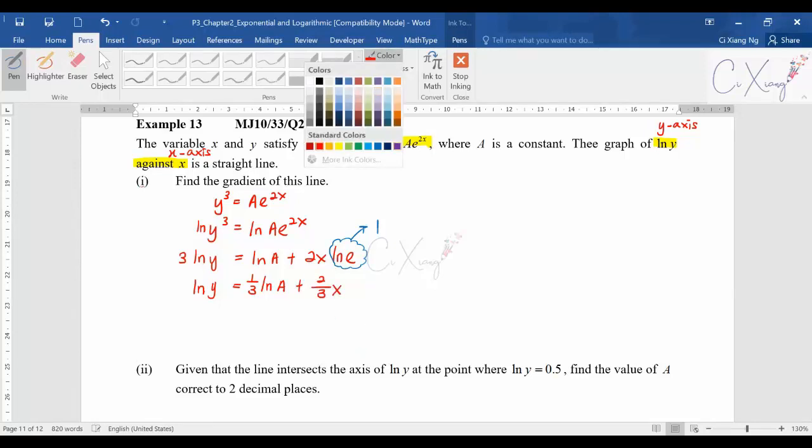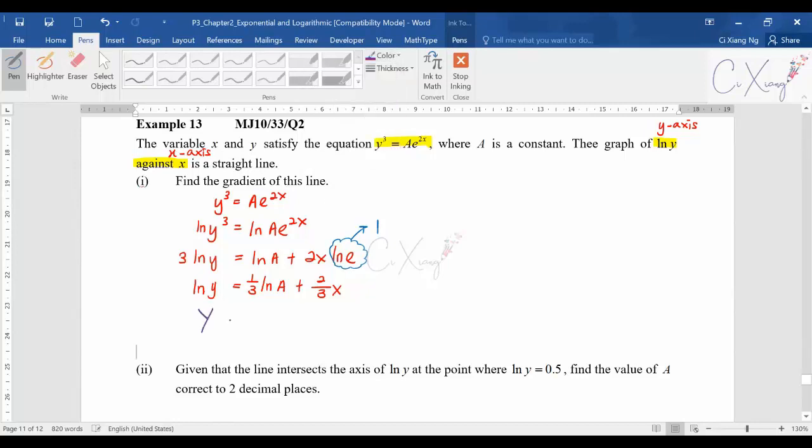Okay, so now only you start to compare the straight line equation with this. So y equals mx plus c. Okay, so just now they already tell you the y-axis is ln y, which is correct. If let's say you didn't move the 3 over, it is wrong, because in the question itself, they tell y-axis must be ln y. Okay, so the 3 must be moved over, right?